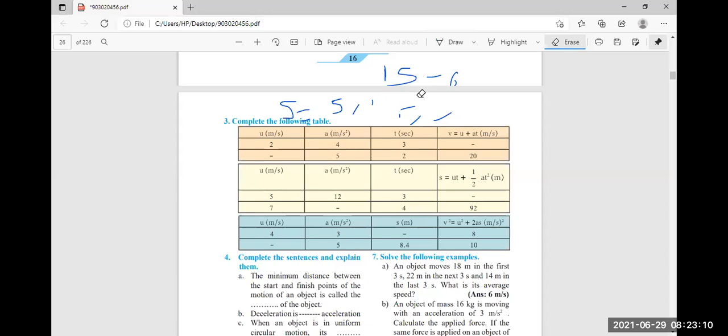And see students, some students will write the answer directly in the box. Don't do it. You have to fill the box, but below it you have to write the steps also. Now I am showing everyone's steps.